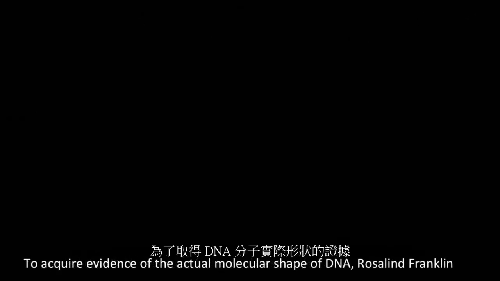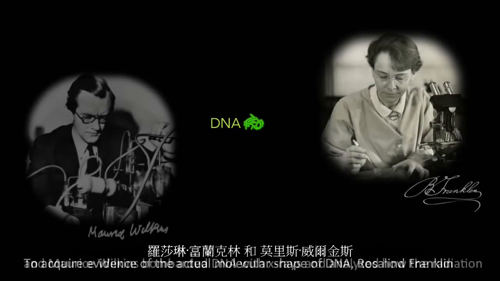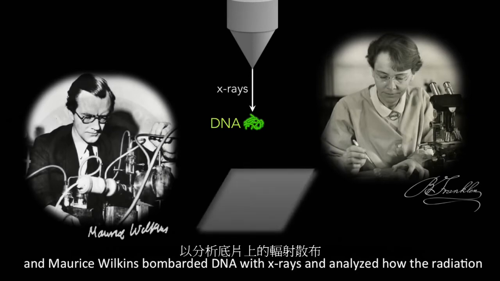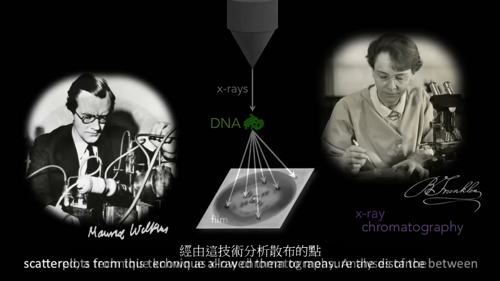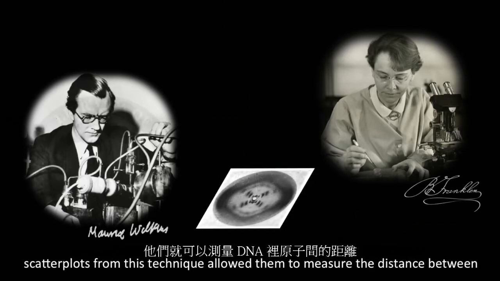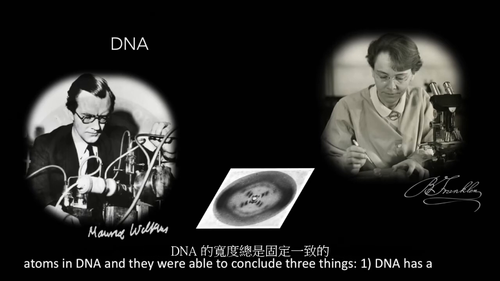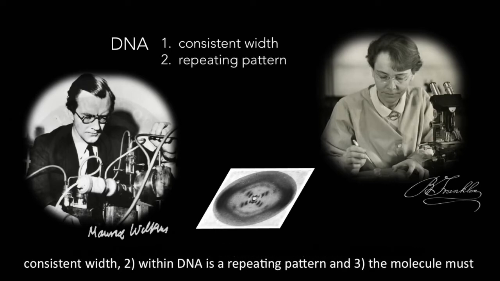To acquire evidence of the actual molecular shape of DNA, Rosalind Franklin and Maurice Wilkins bombarded DNA with X-rays and analyzed how the radiation scattered, a technique known as X-ray chromatography. Analysis of the scatterplots from this technique allowed them to measure the distance between atoms in DNA, and they were able to conclude 3 things. 1. DNA has a consistent width. 2. Within DNA is a repeating pattern. And 3. The molecule must be helical.